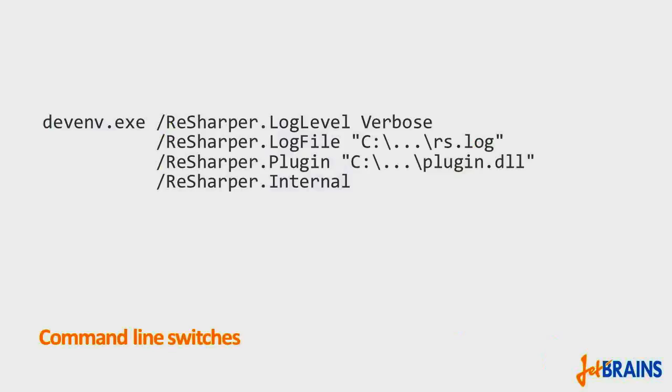The other really useful thing you need to know when building plugins is some command line switches. The first two are fairly obvious, for creating and enabling the logging, and you can make use of that in your own extensions by using the logging static class. The ReSharper.plugin command line switch points to a DLL which will be loaded as a plugin, so you don't have to install a plugin before you run it. You can just load it straight up off the command line. And then finally, ReSharper.internal is what enables internal mode.